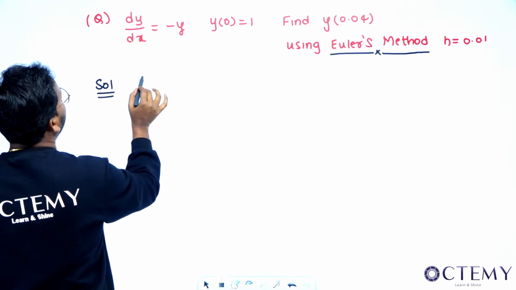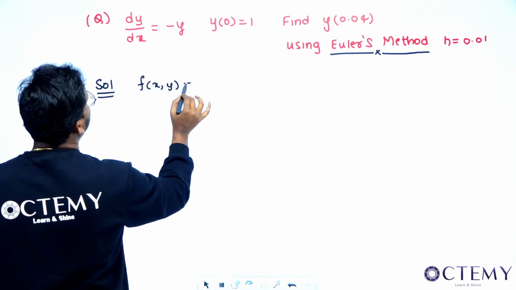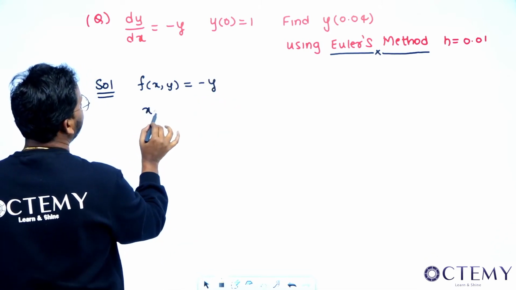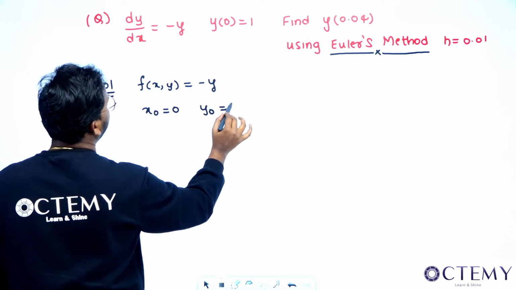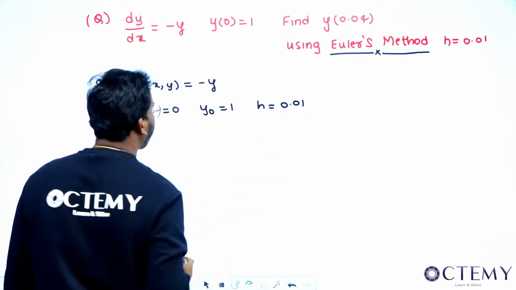First of all, what is your f(x, y)? Your f(x, y) is minus y. What is your x0? x0 is 0. What is your y0? y0 is 1. What is your h? That is 0.01.